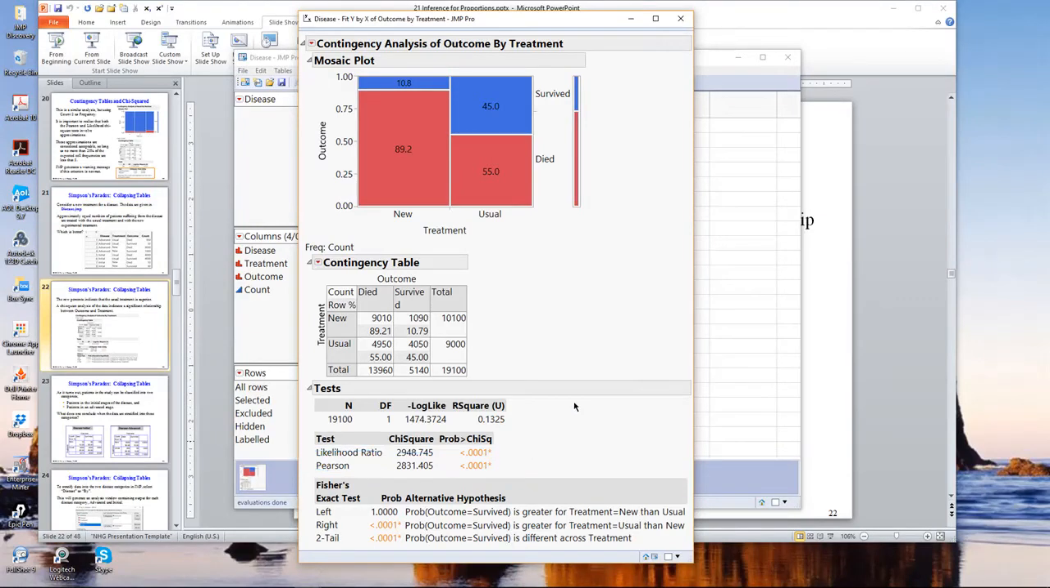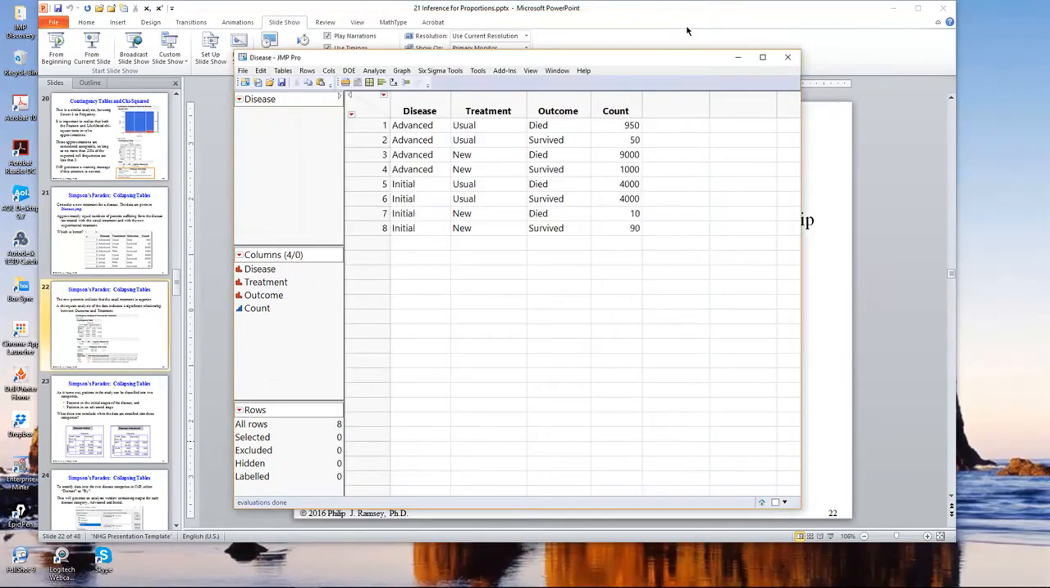However, we may not have reached the right conclusion that the usual treatment is preferred because we've overlooked something. That is the disease status of the patients. So I'm going to redo the analysis.